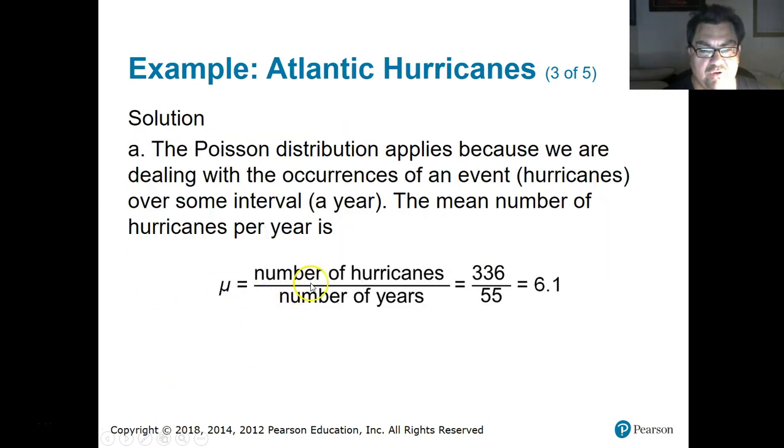All right, mu is the number of hurricanes divided by years. That's going to be 6.1 hurricanes per year on average. So mu equals 6.1. Perfect.